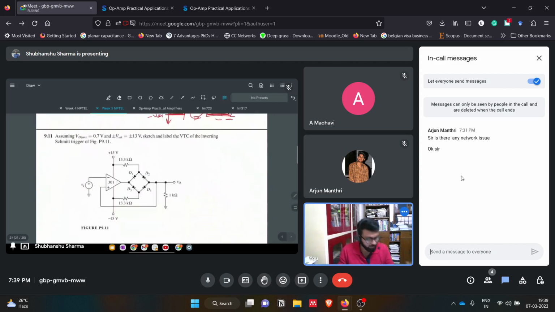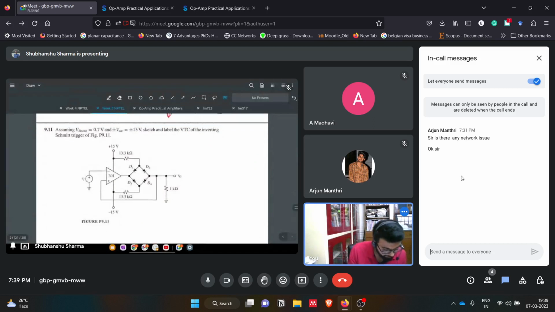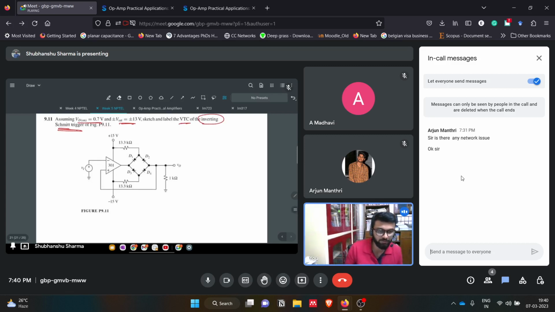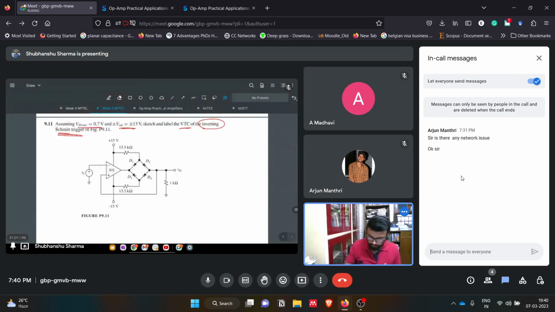Now we'll move towards the next question. Just see this question. We have non-ideal diodes, VD on is 0.7 volts, and we have the saturation voltage. They are asking us to draw the voltage transfer characteristics of the inverting Schmitt trigger. As I told you previously, I wanted to discuss these questions last week but was unable to, so that's why I'm discussing them here.